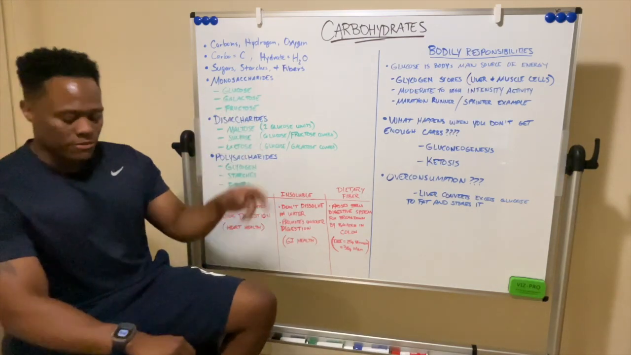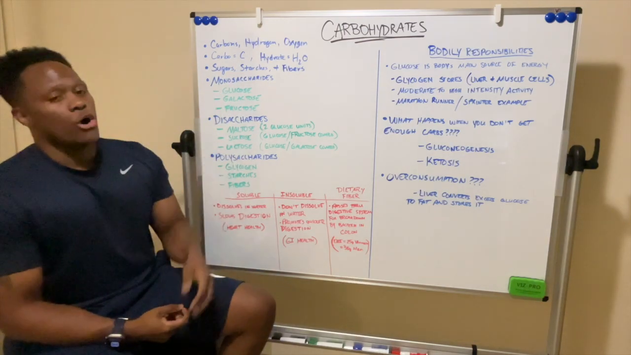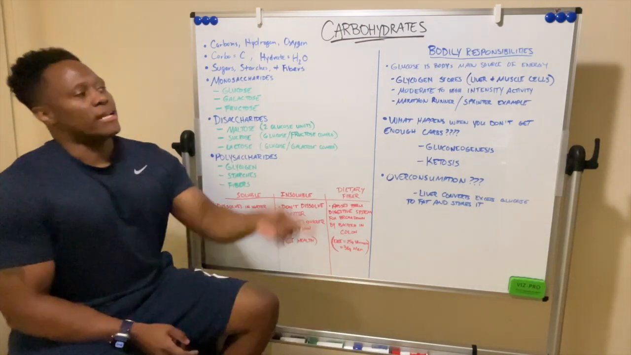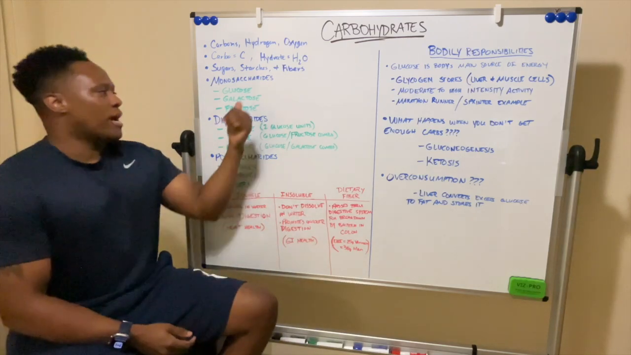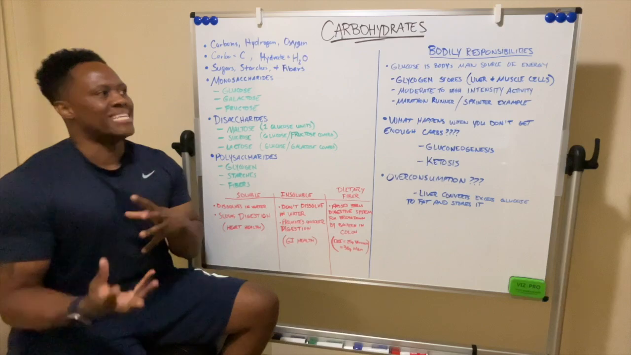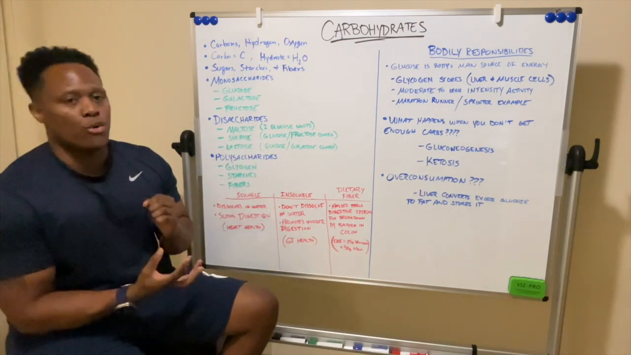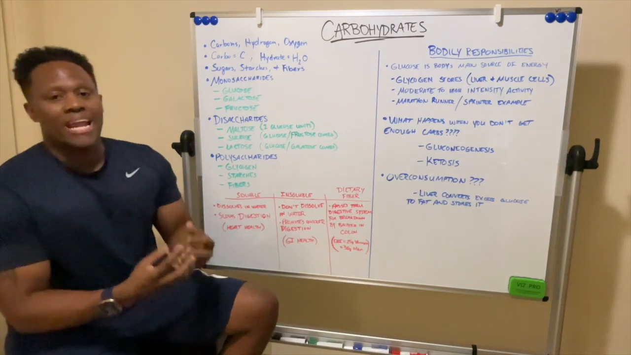These are the different types of monosaccharides that are found within carbohydrates. You have glucose, which is the main one. Even though it's on that side of the board, I'll touch on glucose right here, because glucose is actually the body's main source of energy. It uses carbs specifically to convert over to glucose and provide energy.